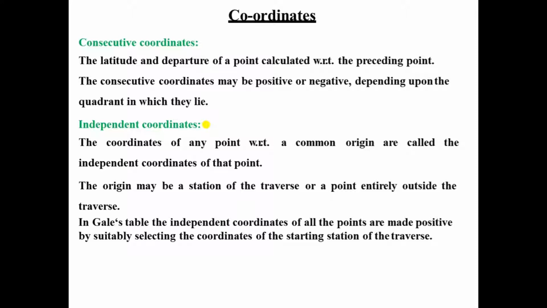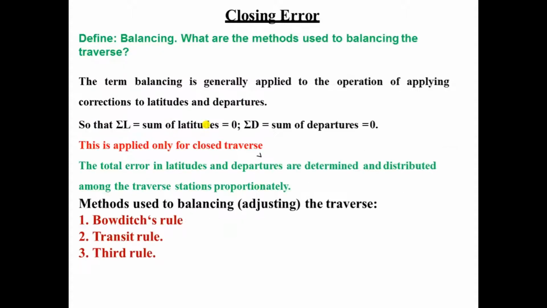While the independent coordinates of any point are with respect to a common origin, and the origin may be a station on the traverse or a point entirely outside the traverse. In the gale's traverse table, the independent coordinates of all points are made positive by suitably selecting the coordinates of the starting station of the traverse. Now next, we are moving to the closing error.